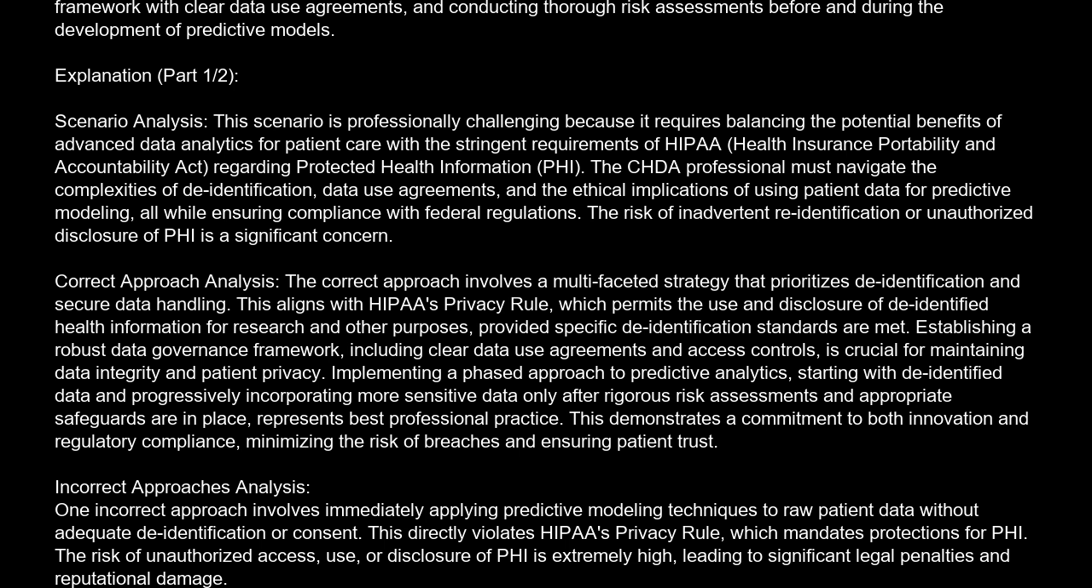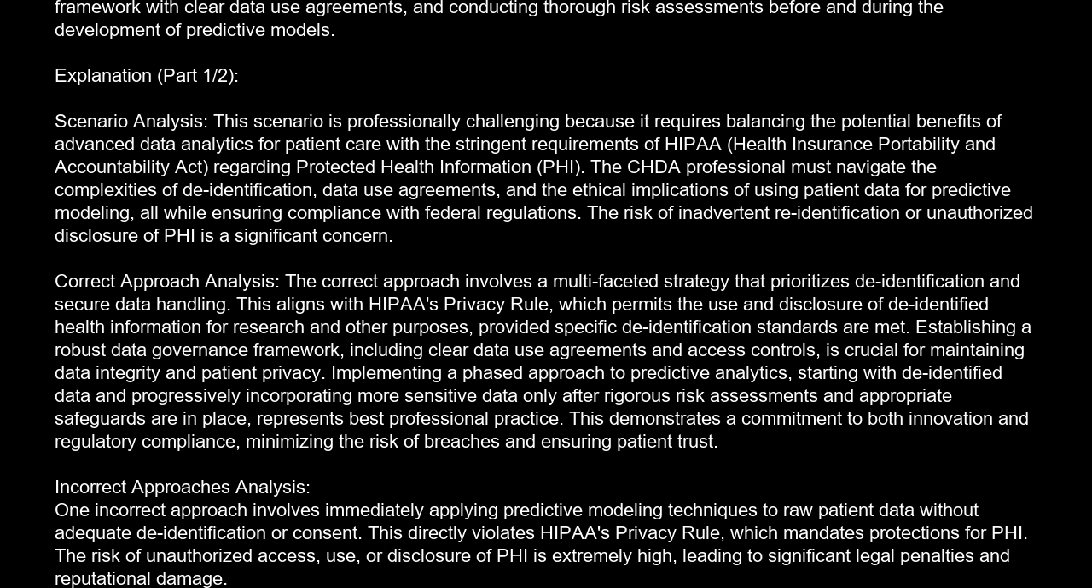Correct approach analysis. The correct approach involves a multifaceted strategy that prioritizes de-identification and secure data handling. This aligns with HIPAA privacy rule, which permits the use and disclosure of de-identified health information for research and other purposes, provided specific de-identification standards are met.